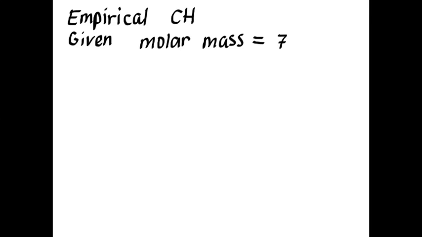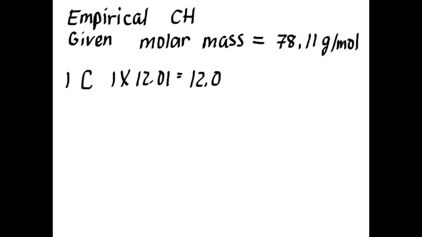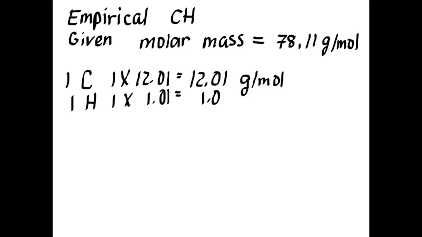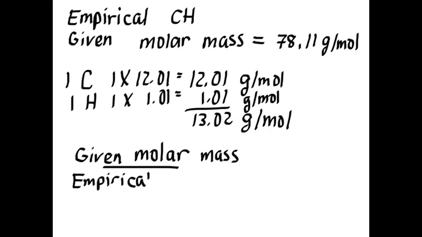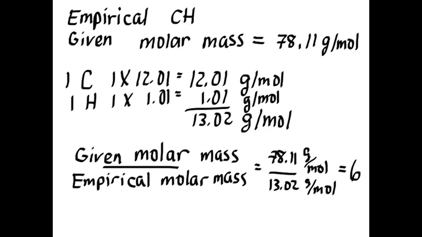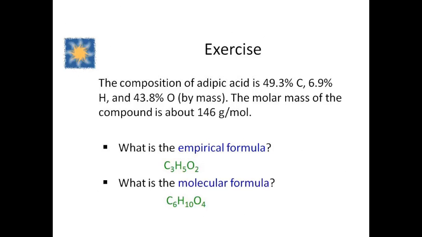If we have an empirical formula of CH, but we are given a molar mass of 78.11 grams per mole, how do we figure out what the molecular formula is? Well, we figure out the mass of CH, a carbon and a hydrogen, 13.02 grams per mole. We take the given molar mass, we divide it by the empirical molar mass, and we get 6. Therefore, this molecule actually exists as C6H6. Multiply each subscript by 6.